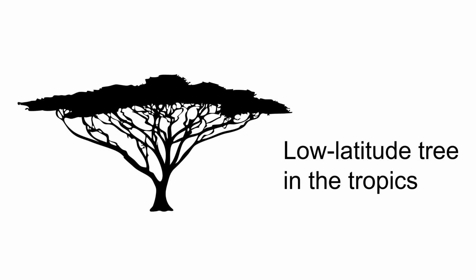And it occurred to me that trees in the tropics look different than trees at high latitude. So here we've got a low latitude tree in the tropics. It's some sort of acacia tree. And it occurred to me, because I was thinking about tropical trees, that they're very flat.